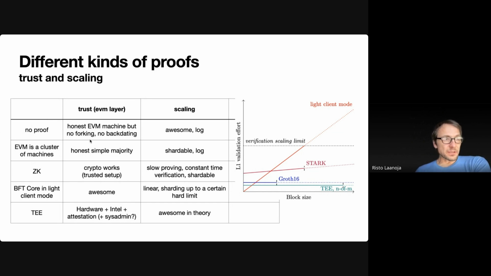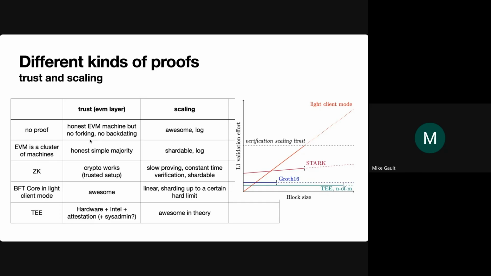commit the state transfers, and the only thing the EVM layer is forced to do is be subject to this uniqueness proving of the BFT core. So what happens is that the EVM machine cannot fork and cannot backdate previous blocks. This is just the basic uniqueness proving functionality, which works even without modifying the BFT core protocols. And it scales awesomely, of course, because there are no proofs.